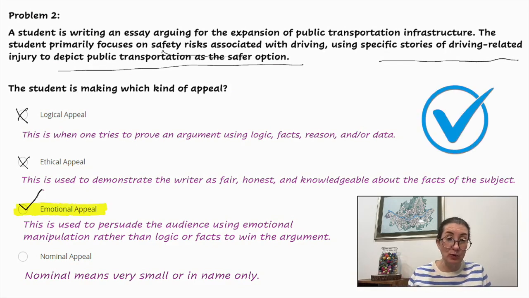And let's look at the last one, nominal appeal. Nominal means very small or in name only. So this isn't the correct answer. It is definitely emotional appeal.